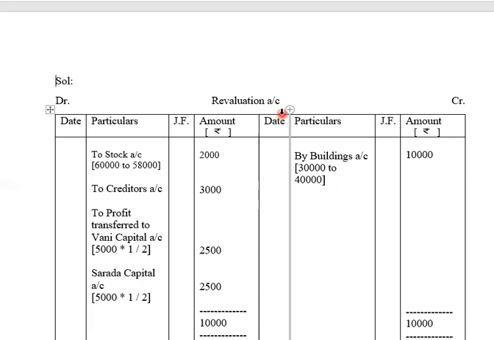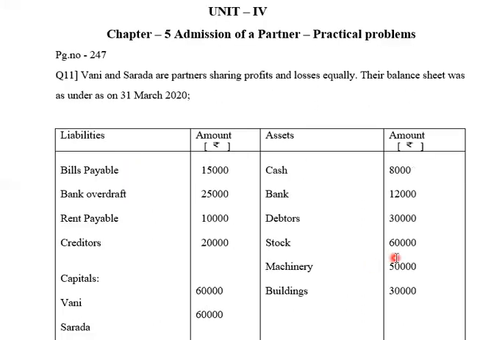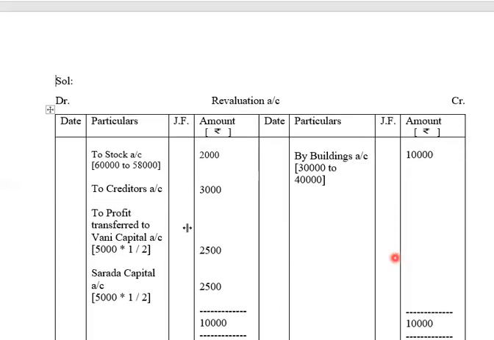What are the rules for revaluation? Decrease in value of asset will be recorded on debit side. Increase in value of asset will be recorded on credit side. Increase in value of liability will be recorded on debit side. Decrease in value of liability will be recorded on credit side. So here the adjustment is given on stock revalued at 58,000. Here the value of stock is 60,000. It is a decrease in value of asset, it will be recorded on debit side as to stock account 2,000. 60,000 से 58,000 हो रहा तो 2,000 कम हो रहे.